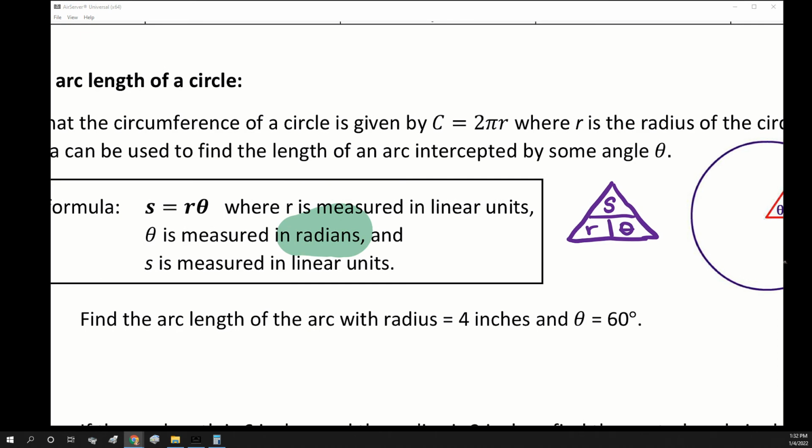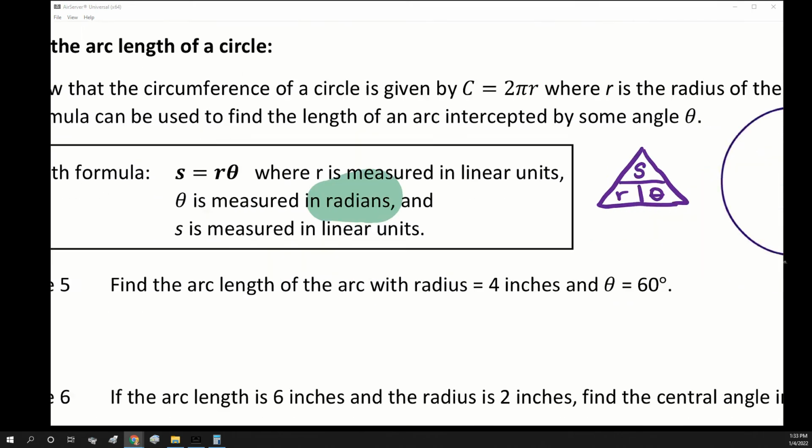But then if I want to find s, then I just multiply r times theta. If I wanted to find r, you cover up r, and then what's left is telling you to divide s by theta. And if I wanted to find theta, cover that up, and then we're going to divide s by r, sorry. So this is kind of a cool thing to use. We're going to use it again tomorrow on a different formula.